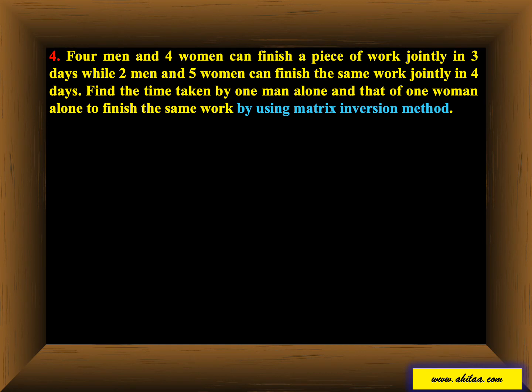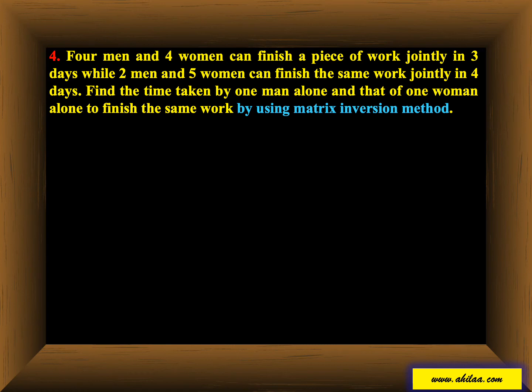Fourth problem is 4 men and 4 women can finish a piece of work jointly in 3 days, while 2 men and 5 women can finish the same work jointly in 4 days. Find the time taken by one man alone and that of one woman alone to finish the same work by using matrix inversion method. So the method is mentioned here. We need to follow that.